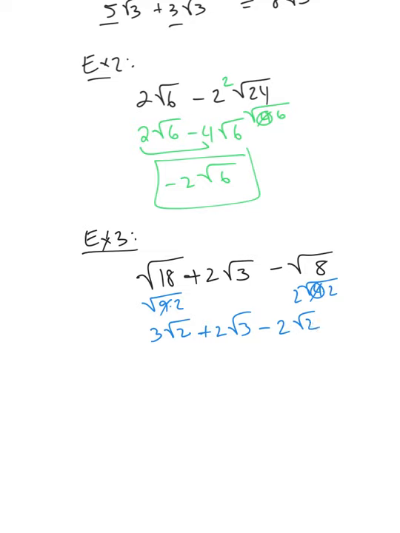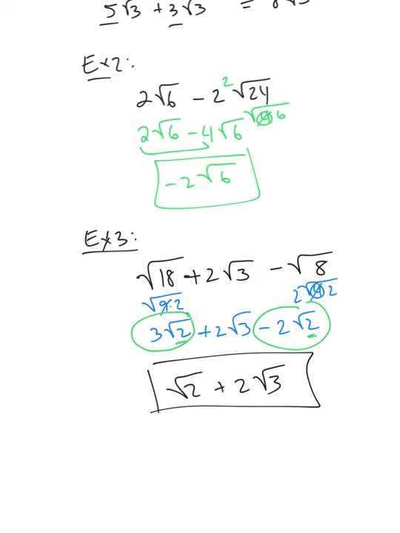And then you look through to see which ones are like terms. 3 radical 2 and 2 radical 2 are like terms because they both have the square root of 2. You subtract the coefficients. 3 minus 2 is 1 radical 2, but we don't write the 1, we just write radical 2. And then bring down the plus 2 radical 3. So your answer is a binomial. Okay, and you had examples like this in your notes.